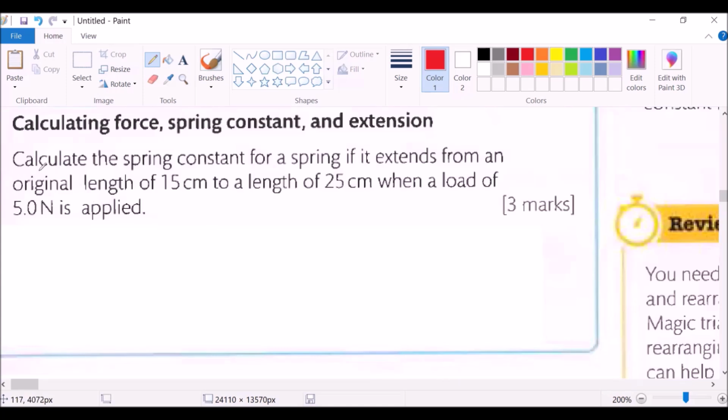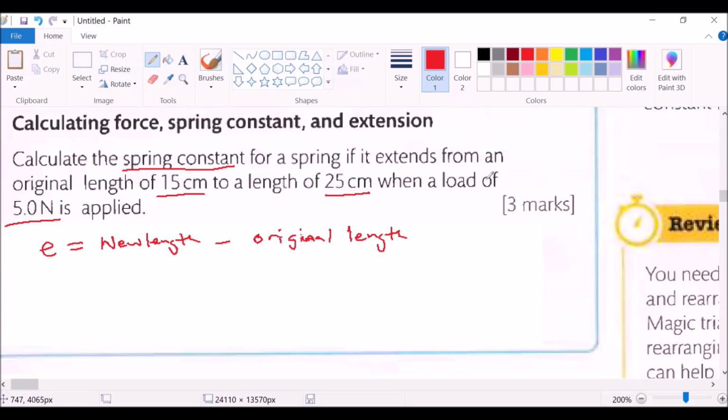Let's look at this question. Calculate the spring constant for a spring if it extends from an original length of 15 centimeters to a length of 25 centimeters when a load of 5 newtons is applied. So, extension is new length minus original length. Why do we say so?